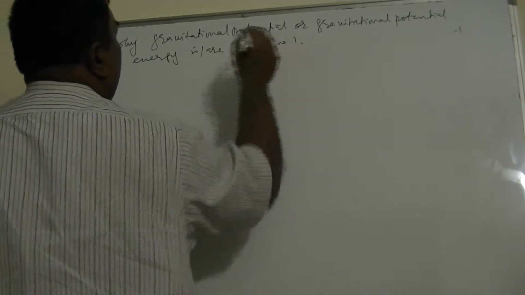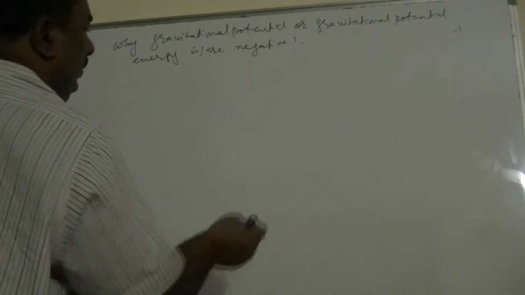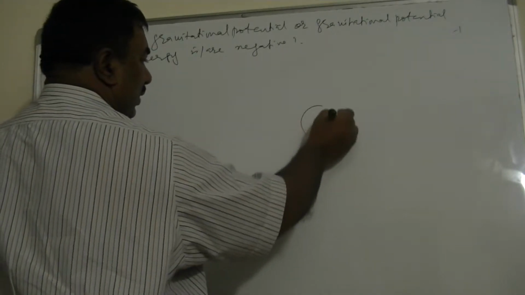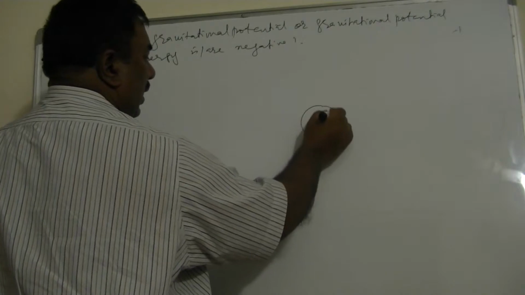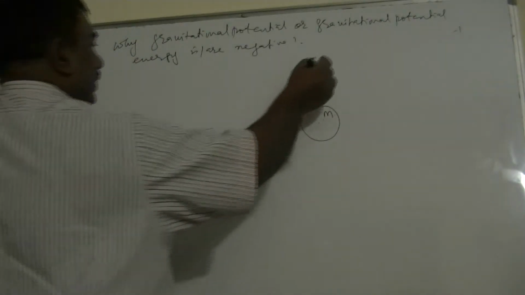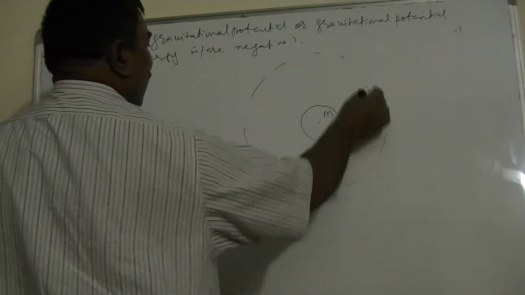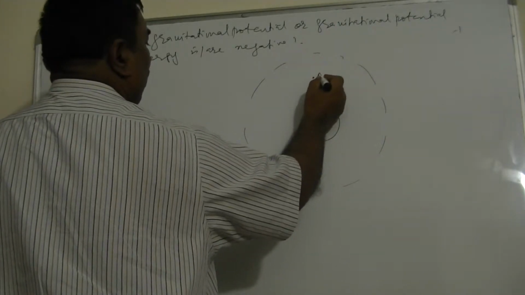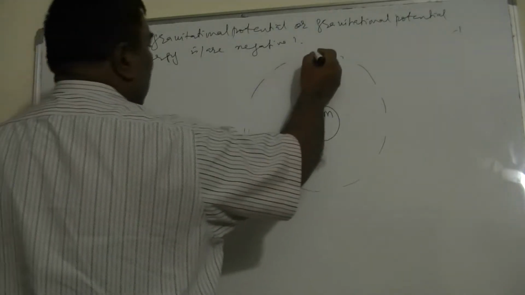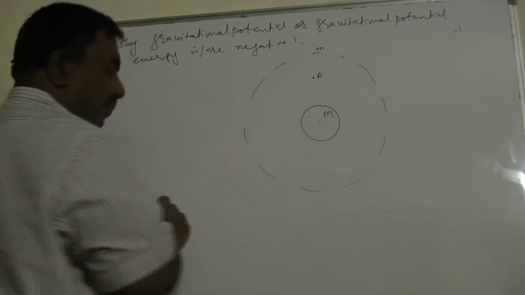Why are they negative? Suppose there are two approaches, I will tell you. This is the mass of the body due to which the gravitational field exists. I always take this with the capital M. And this is the mass of the body. Suppose I want to find the gravitational potential at point A, and the mass of the body brought at point A is M.